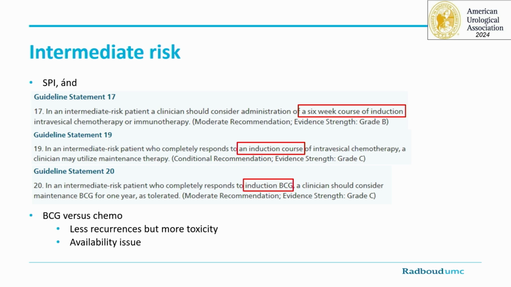Intermediate risk, again, quite clear within guidelines: single post-instillation, and then a course of chemotherapy or a course of BCG. And the choice depends on whether it's really a lower part of the intermediate risk or the higher part of the intermediate risk. BCG obviously is more effective, fewer recurrences, but it's also more toxic, and we've had some availability problems, so that might be a reason in intermediate risk to go for chemotherapy.